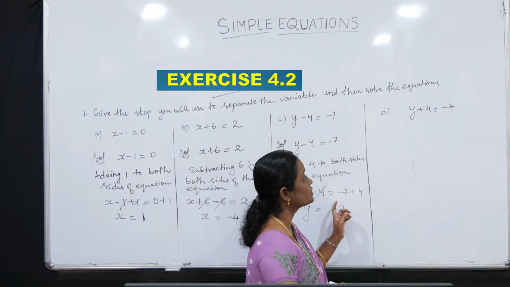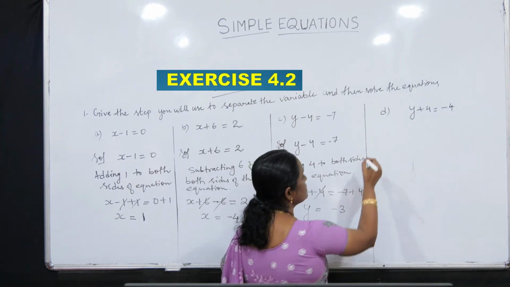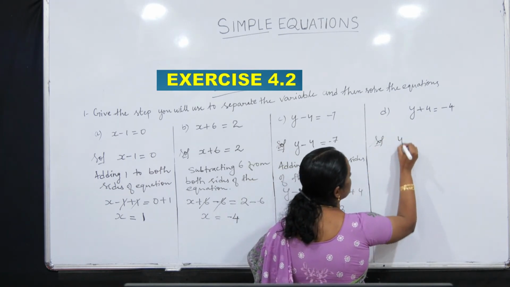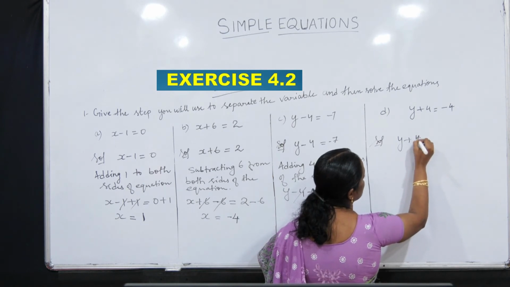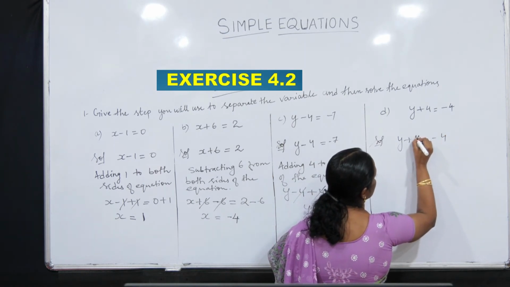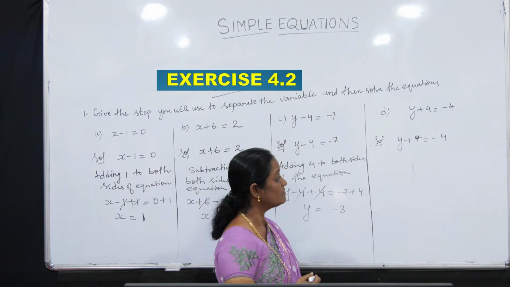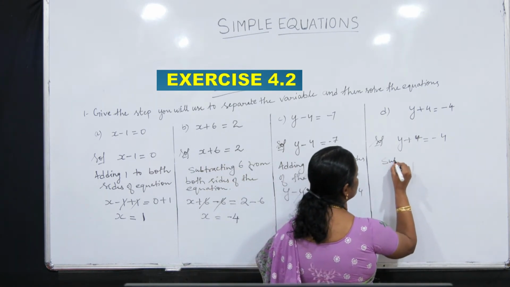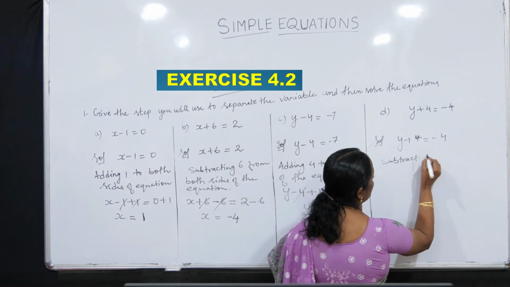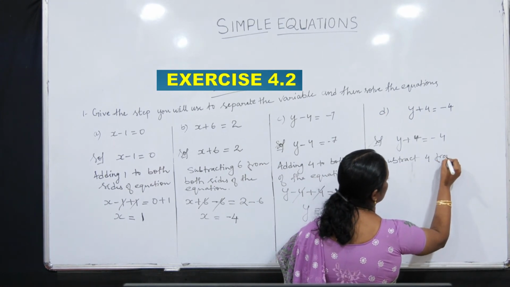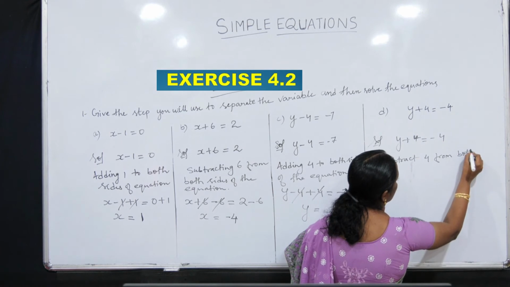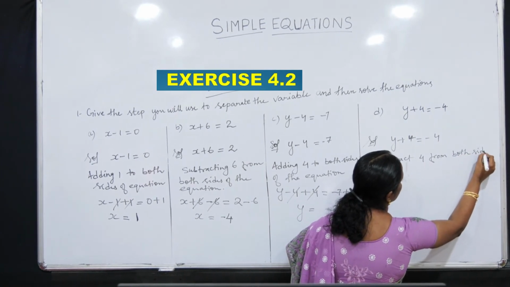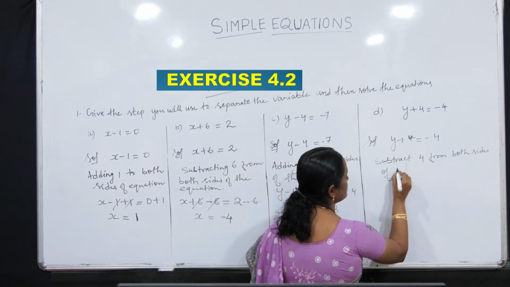The fourth equation is y plus 4 equal to minus 4. Here the equation is y plus 4 equals minus 4. So here to separate the variable, what is the step? You have to subtract 4 from both sides of the equation.